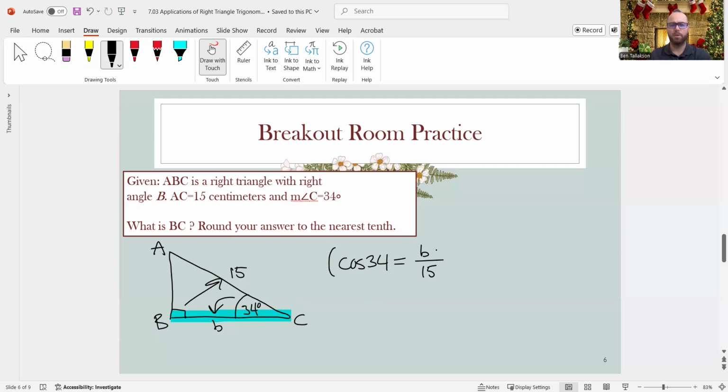And if you remember from earlier, you multiply everything by that denominator to isolate that variable. Now work this out on your calculator, and you're going to round to the nearest tenth once again to get 12.4. And that is shorter than our hypotenuse, which we want.